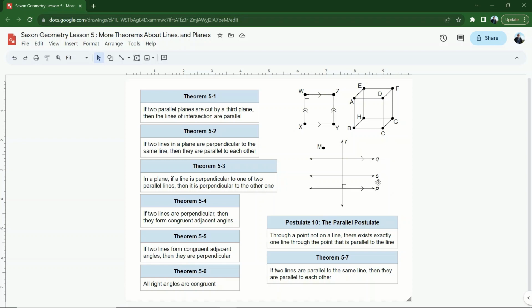So I'm locking in direction. I'm locking in that they're coplanar, that coplanar status. That means that they're going to be parallel to each other as well. S and P would be parallel to each other as well.